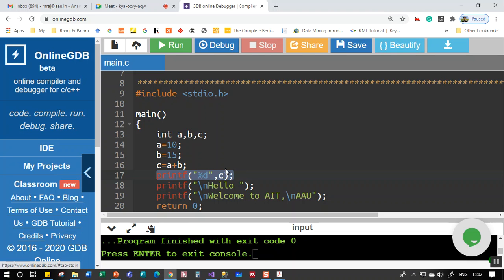Forget about this statement, but my purpose is solved: to add two numbers and display its addition.